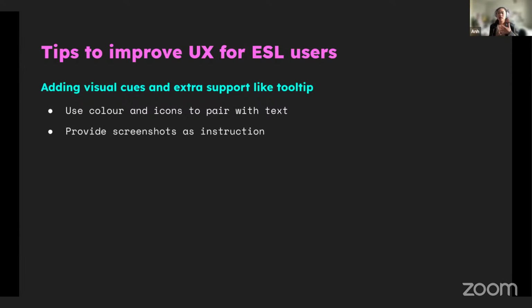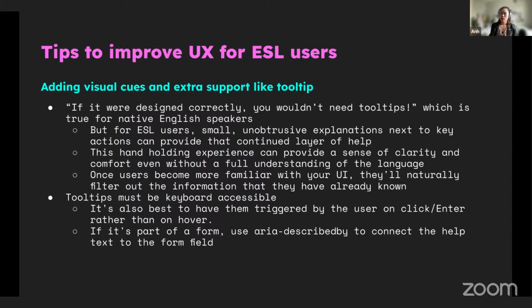Also something like adding visual cues and extra support like tooltips, using colors and icons to pair with text, and especially providing screenshots as instructions can be very helpful alongside just using text on its own. But a lot of people would argue that if you designed correctly, you wouldn't need the tooltips, which is true for native English speakers, again. But for ESL users, just something small and unobtrusive, an explanation next to a key action or information, can provide that continued layer of help. It's like a hand-holding experience that helps provide more clarity and comfort even without a full understanding of the language.